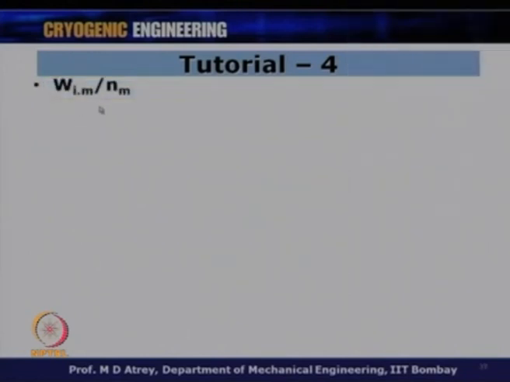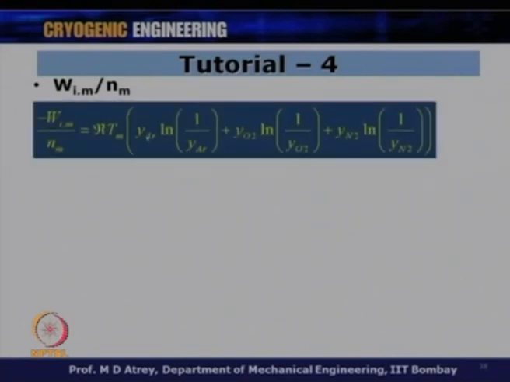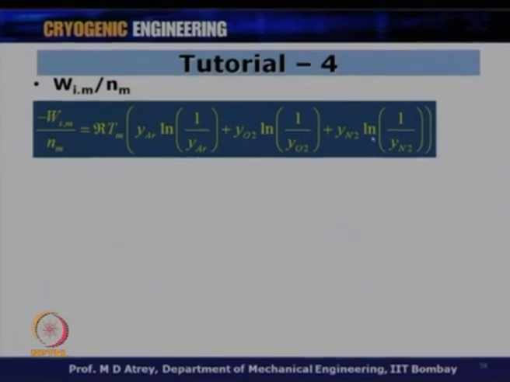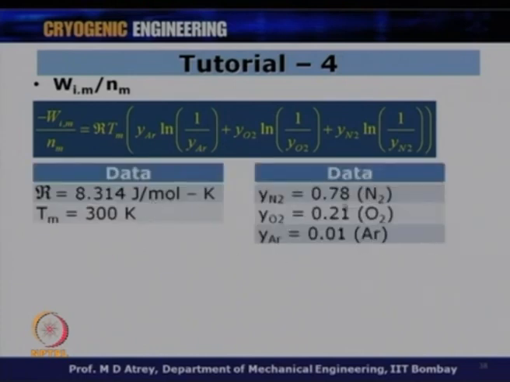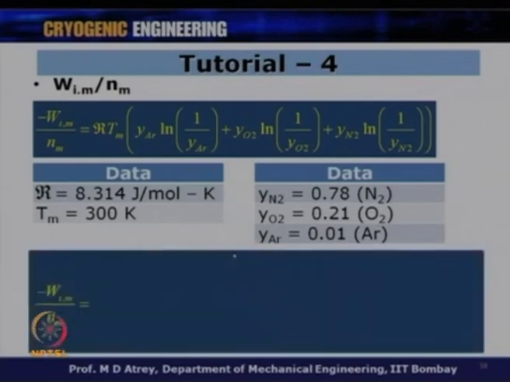So, let us calculate first Wm by Nm, which is work of separation of mixture per mole of mixture, and you got a formula here. So, RT times, the mixture consists of three gases, argon, oxygen and nitrogen. So, we got A, B and C terms. So, we got yAr log 1 upon yAr, yO2 log 1 upon yO2, yN2 log 1 upon yN2. All right. So, we got terms for gas A, gas B and gas C, which is a sigma term basically. So, putting those values, what was yN2 0.78, yO2 0.21, yAr 0.01. Put those values in the equation.